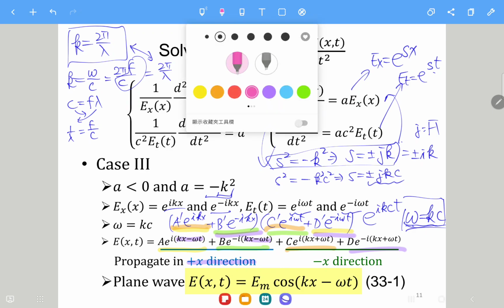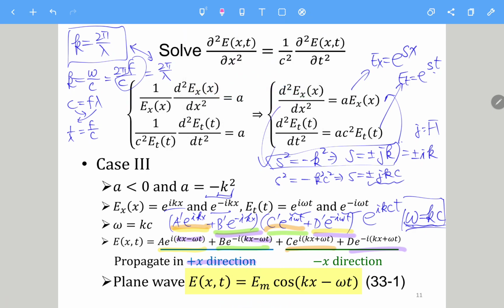If it is kx plus omega t, then these two waves are propagating in the negative x direction. Usually in the textbook, it just tells you that we assume it propagates in the positive x direction. We should only have the first two terms, to make it propagate in the positive x direction.